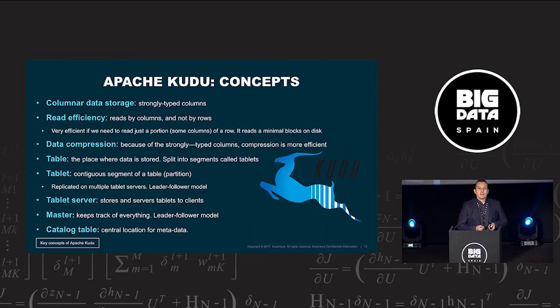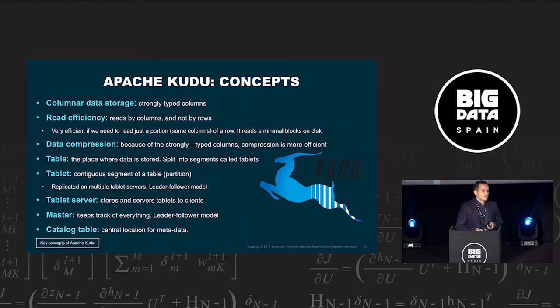Well, all of you know what a table is. A table is the place where data is stored. In Kudu, data is split into small segments called tablets or partitions. A tablet could be replicated, so for the same portion of data, we have more than one tablet server, and then we have a tablet leader and several tablet followers. So if the tablet leader goes down, then elections are held between the follower nodes, and a new leader is selected. It's very, very easy.